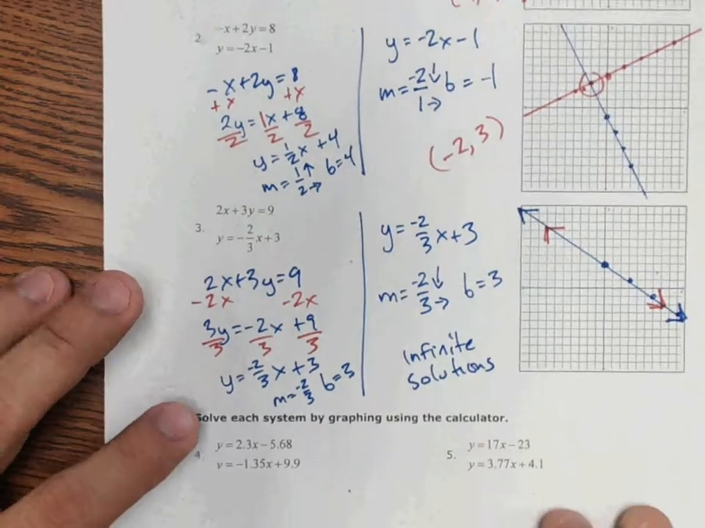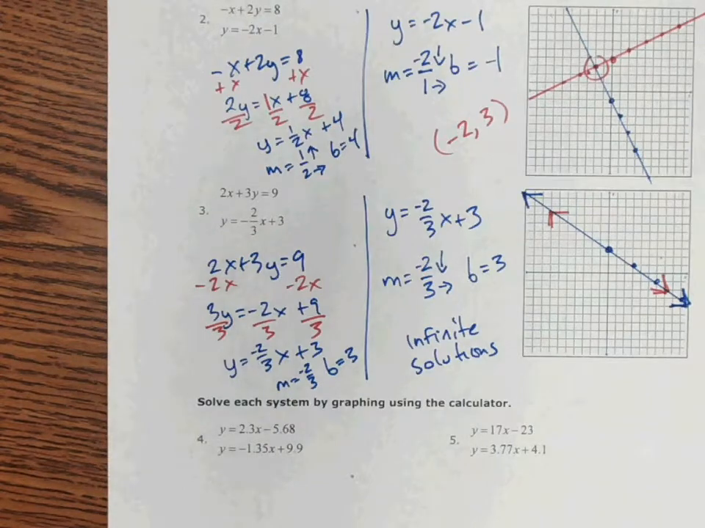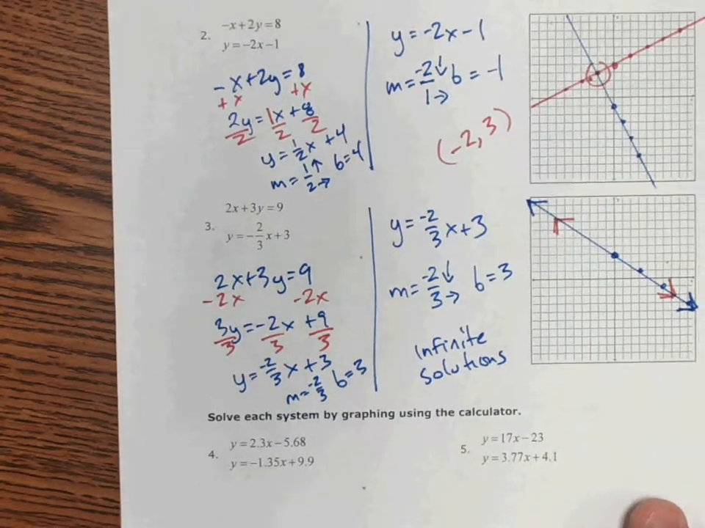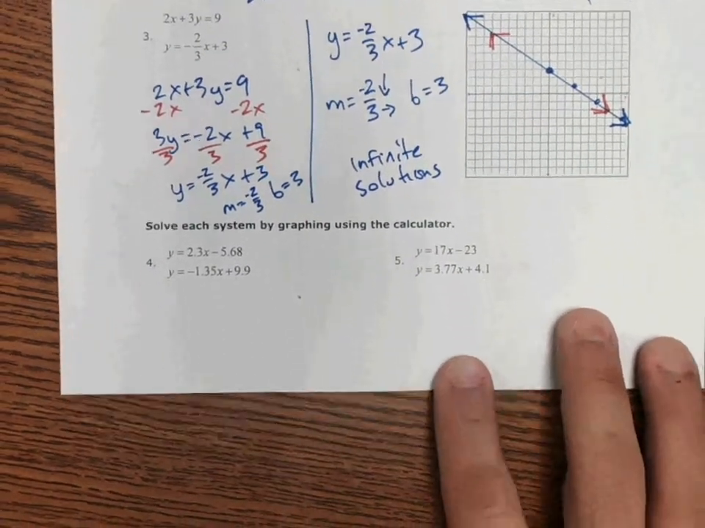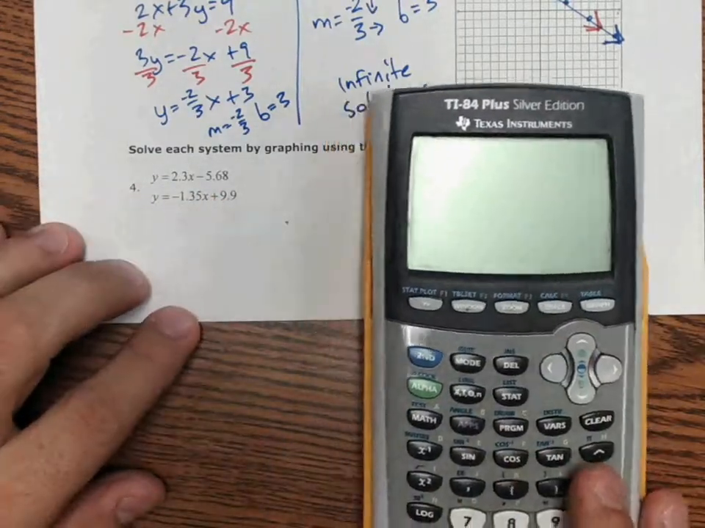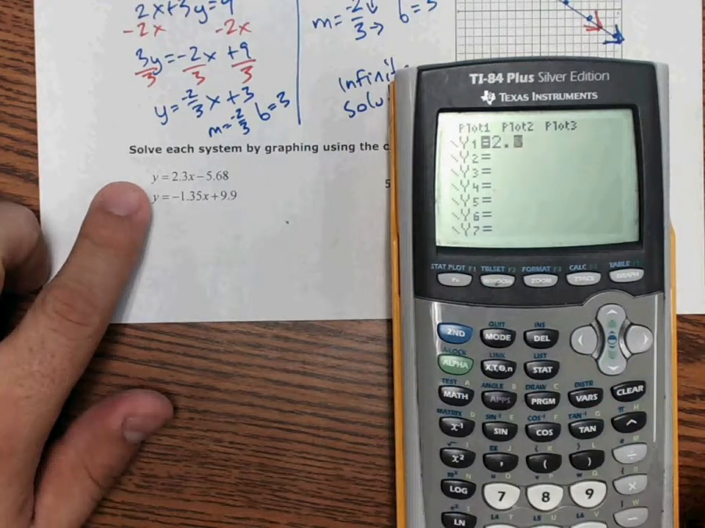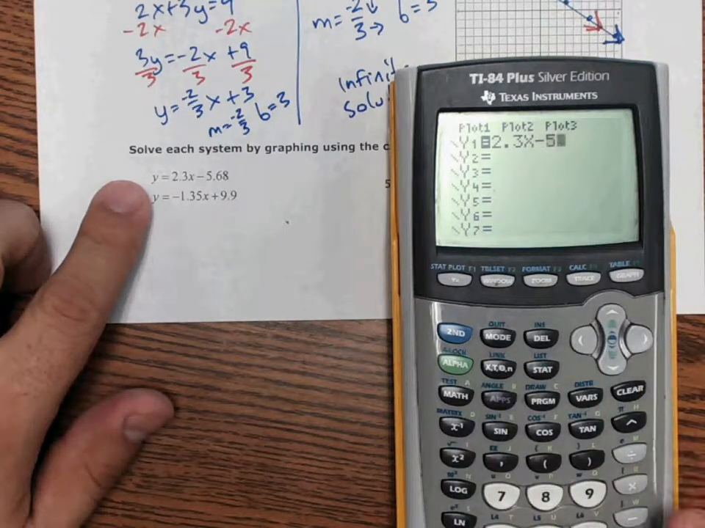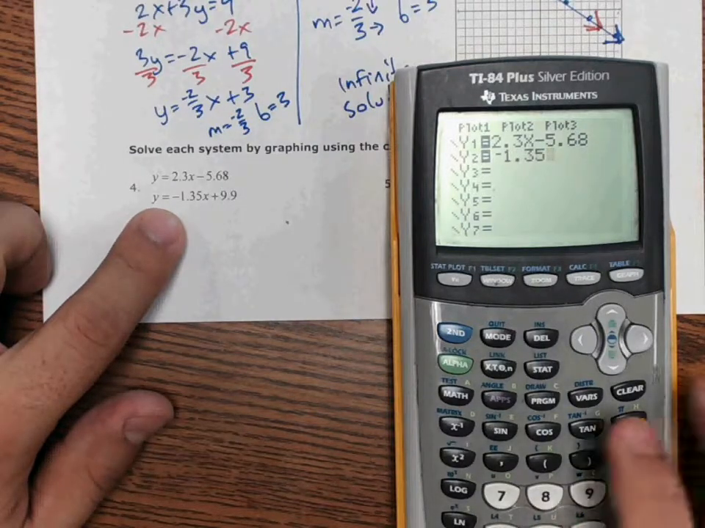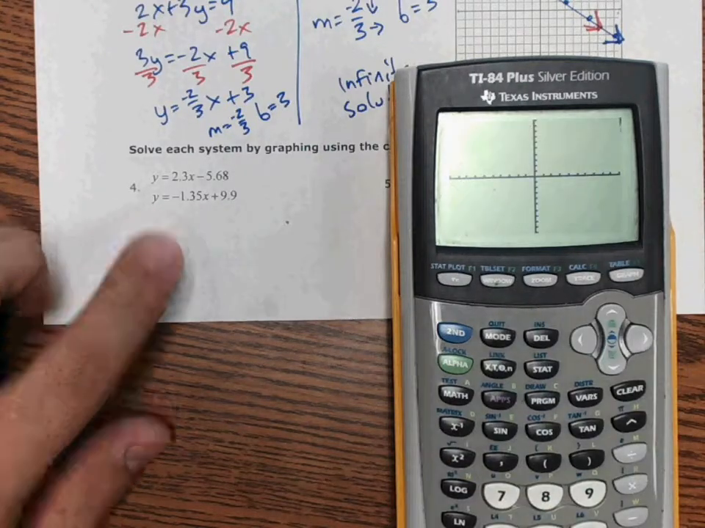All right. And the last 2 for this page, 4 and 5, it says solve each system using graphing in the calculator. So that's what I'm going to do. Now hold on a second while I move this up so we can see everything. You can see that they've got weird decimals in them, but that's why the calculator is so wonderful, because it doesn't care. So I'm going to go to y equals, plug in each of these equations, 2.3x minus 5.68. Go to the second one, negative 1.35x plus 9.9.